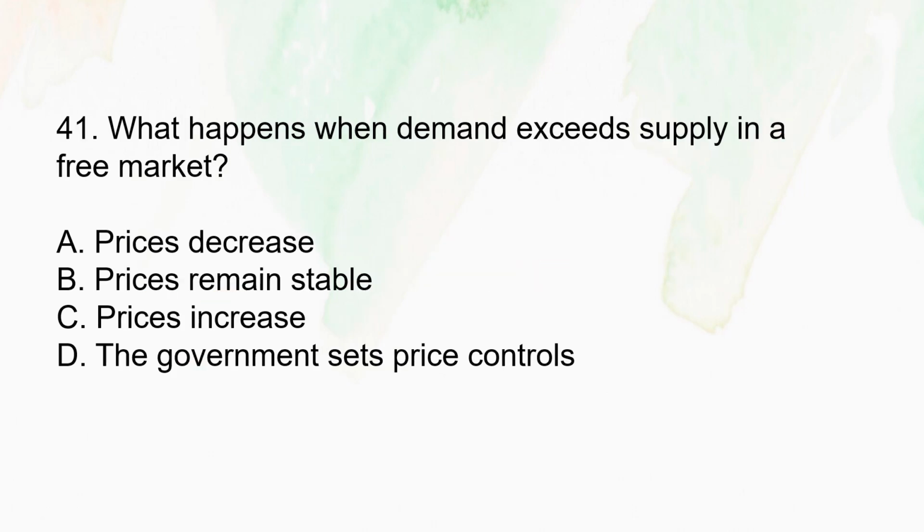Number 41. What happens when demand exceeds supply in a free market? Letter A. Prices decrease. Letter B. Prices remain stable. Letter C. Prices increase. Or letter D. The government sets price controls.